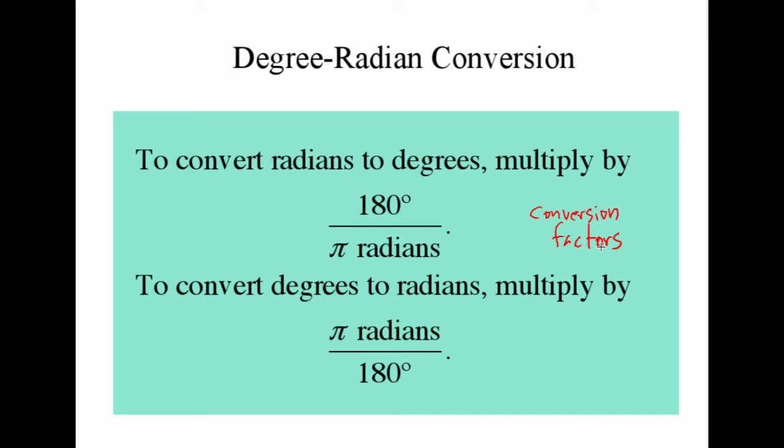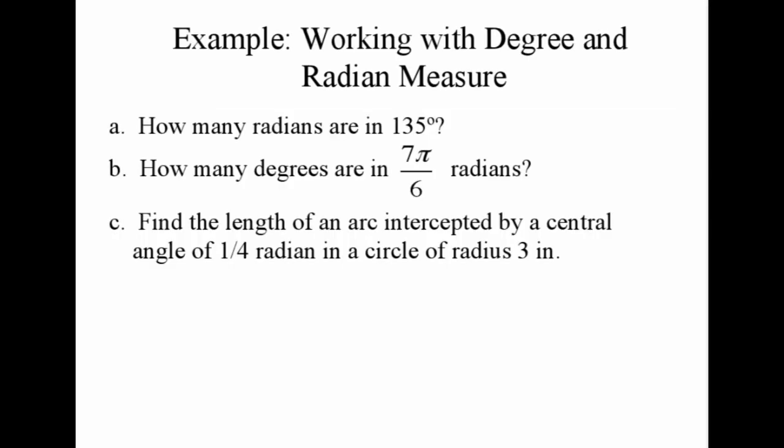Okay? So 180 degrees, halfway around a circle, we call that pi radians. So 180 degrees equals pi radians. If we're converting radians to degrees, we're going to multiply our radians by 180 degrees over pi radians. And if we're converting degrees to radians, we're going to multiply by pi radians over 180 degrees. So for every 180 degrees, there are pi radians, and for every pi radians, there are 180 degrees.